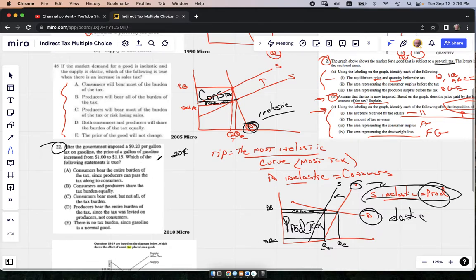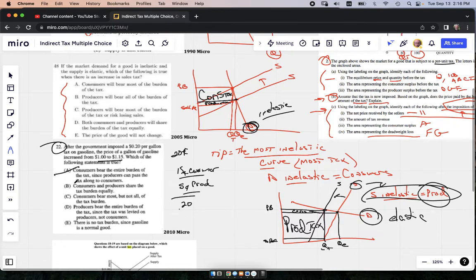If the government imposes a 20-cent per gallon tax and the price actually went up by 15 cents, you should be able to recognize that consumers are obviously paying 15 cents more. They're eating that amount of the tax, and the producer is having to pay the other 5 cents, right? So the whole amount of the tax was 20 cents, but the price of the good went up by 15. We can see that. Therefore, the producer had to pay the other 5 cents. So we know that consumers bear not the entire.